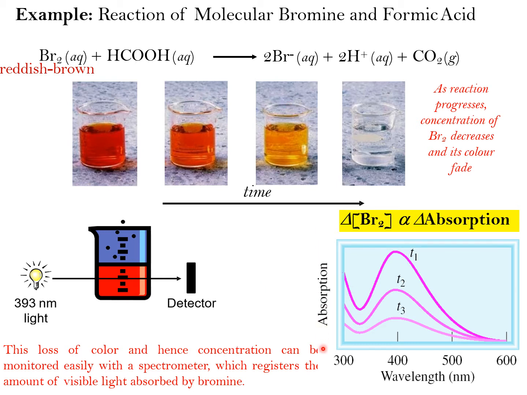So you can see here the absorbance versus the wavelength, where the change in concentration of bromine is proportional to the change in absorbance. So at time t1, the absorbance is higher, and then the absorbance decreases as the time increases.